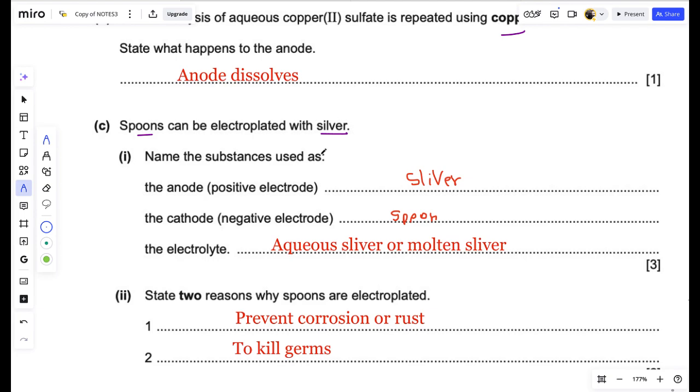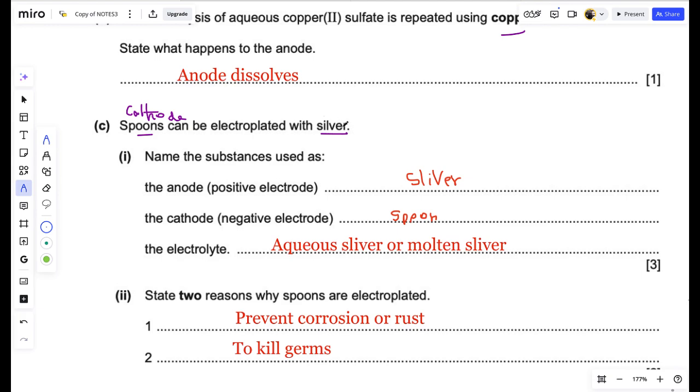The silver will dissolve and go and add to the spoon at the cathode. Use the spoon to make your cathode electrode, and use silver to make the anode. Now the reason for this is that the one you are using to electroplate should be in the positive. The one you are electroplating itself should be in the negative.